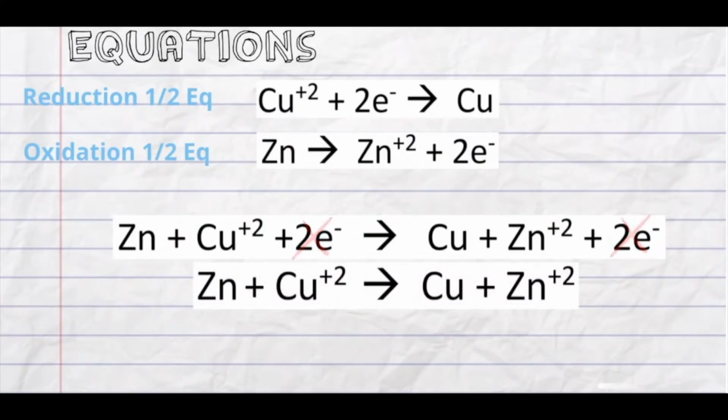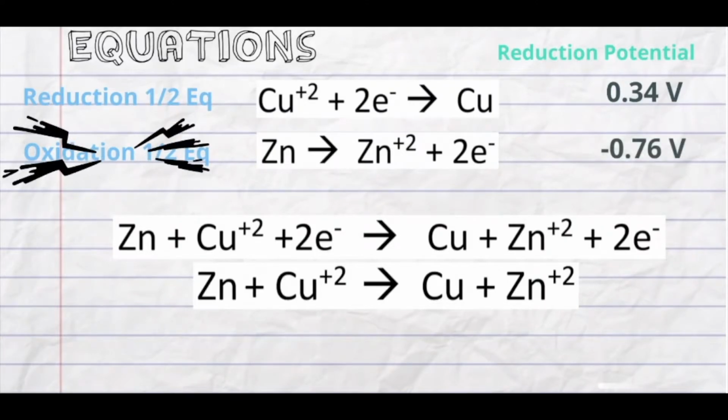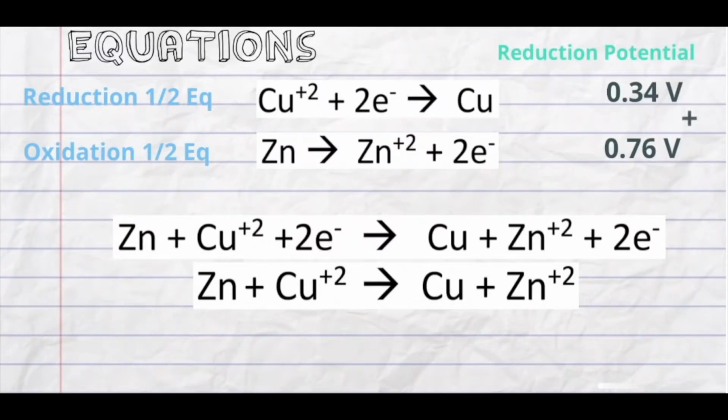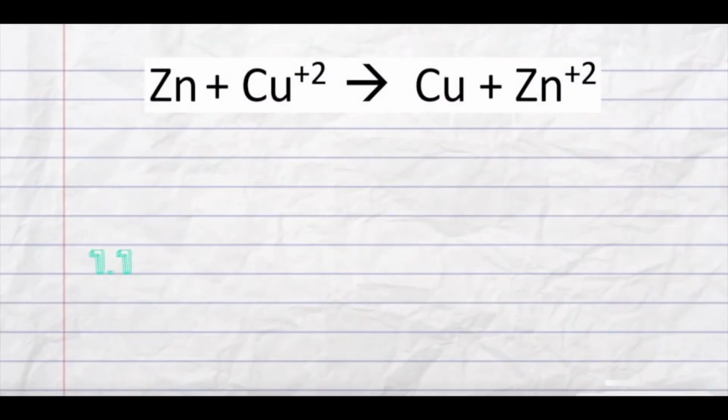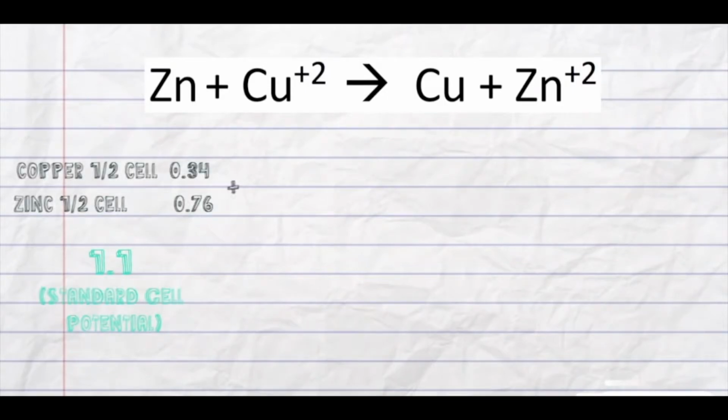Now to work out how many volts are produced, or the reduction potential. We know that copper has a reduction potential of 0.34. The zinc reduction potential changes because the zinc is oxidizing in this cell, so we flip the sign. Now we add the 2 reduction potentials together and we get an overall voltage of 1.1 volts. The 1.1 volts is known as the standard cell potential. This is what the whole cell produces.